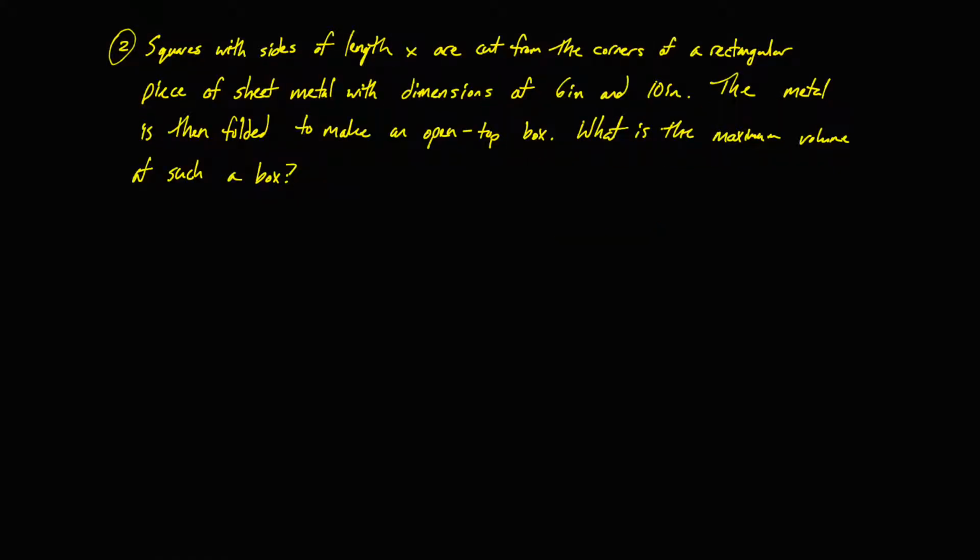Alrighty, on to the next one. Squares with sides of length x are cut from the corners of a rectangular piece of sheet metal with dimensions of 6 inches and 10 inches. The metal is then folded to make an open top box. What is the maximum volume of such a box?